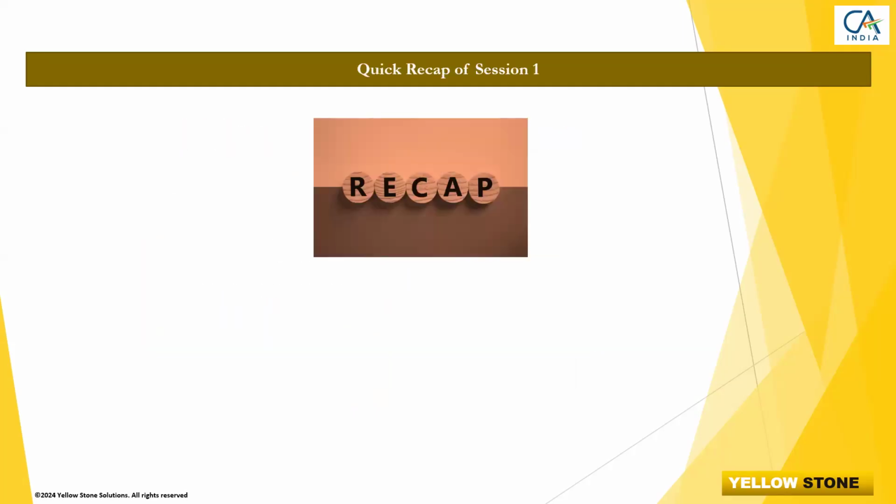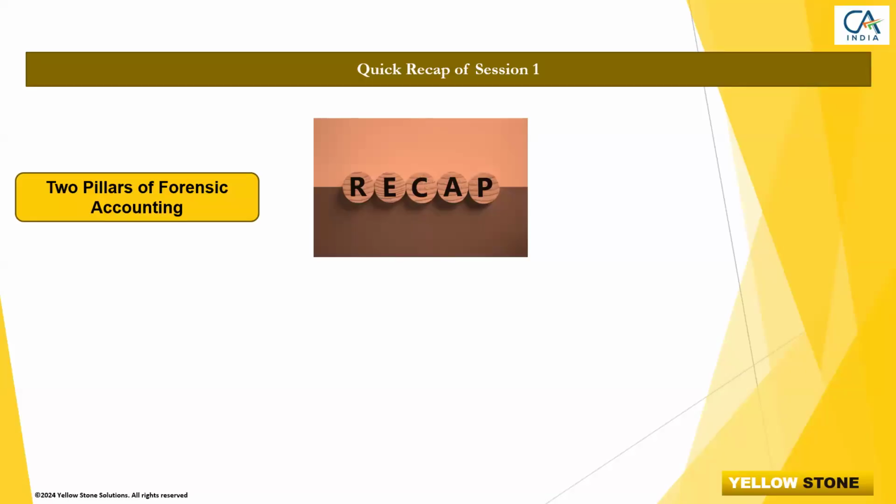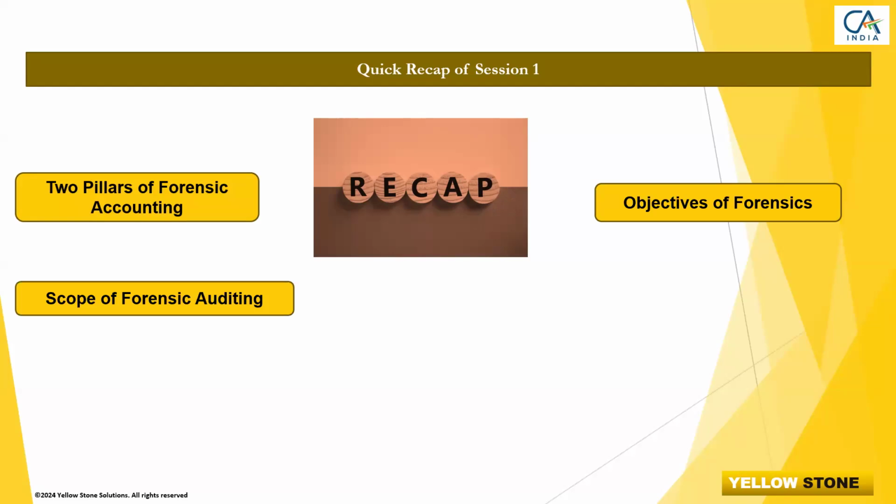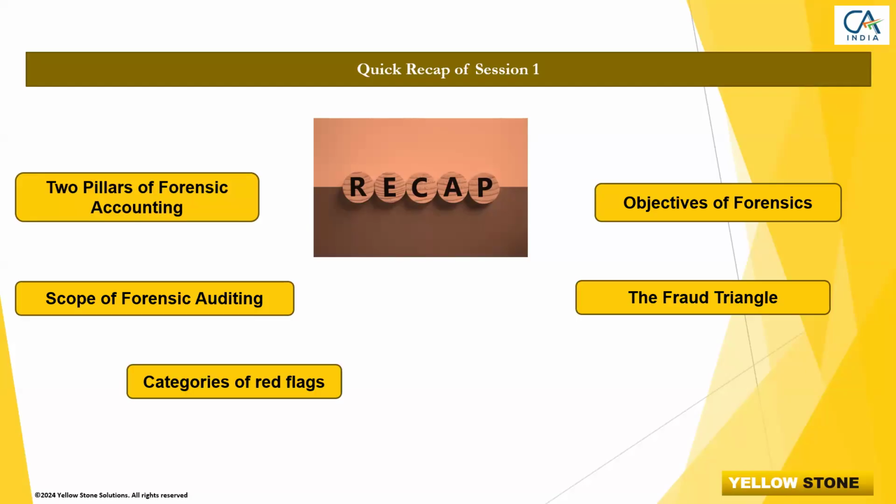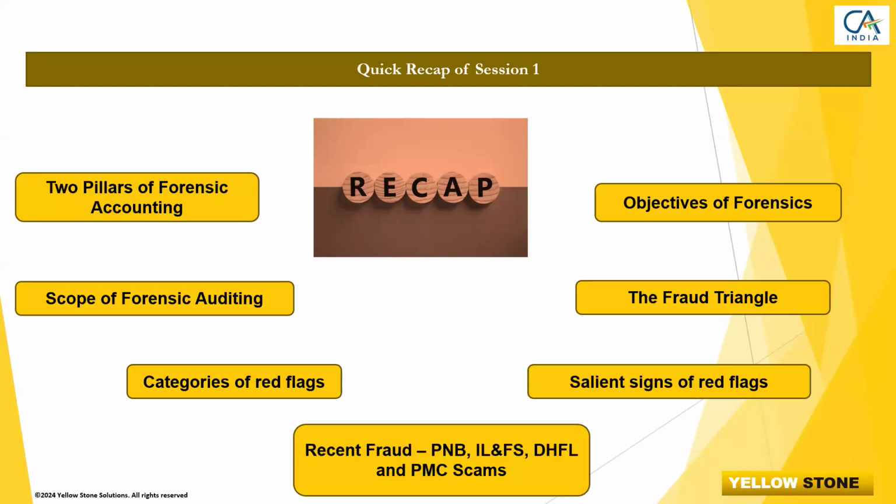Quickly, I'll give a recap of what we covered in the two sessions. In the first session, we talked about the basics: what the pillars of forensic accounting are. It was more on evidence, conclusive evidence and evidence which is supported in a court of law, the objectives of forensics, the scope of forensic accounting, the fraud triangle of pressure, opportunity, rationalization, the red flags and early warning signals, and we discussed a few recent fraud cases pertaining to PNB, ILFS, DHFL, and PMC. That we covered in the first session.